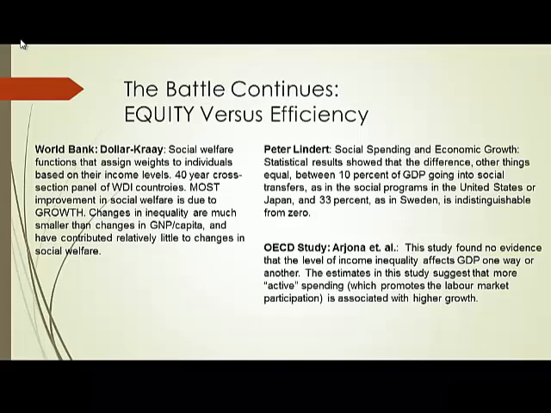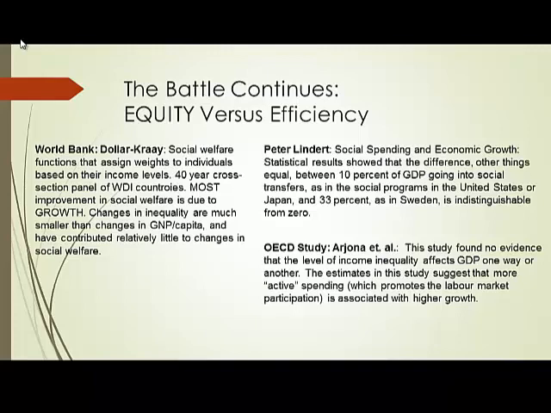These are 3 papers that I looked up from after 2000. So there is this paper by Dollar and Kraay from the World Bank. The World Bank say that we take a social welfare function which assigns weights to individuals on the basis of their income levels. And they take a 40-year cross-sectional panel and they calculate the social welfare, and they find that most of the increase in the social welfare is due to growth, and the inequality doesn't matter. It doesn't increase social welfare.